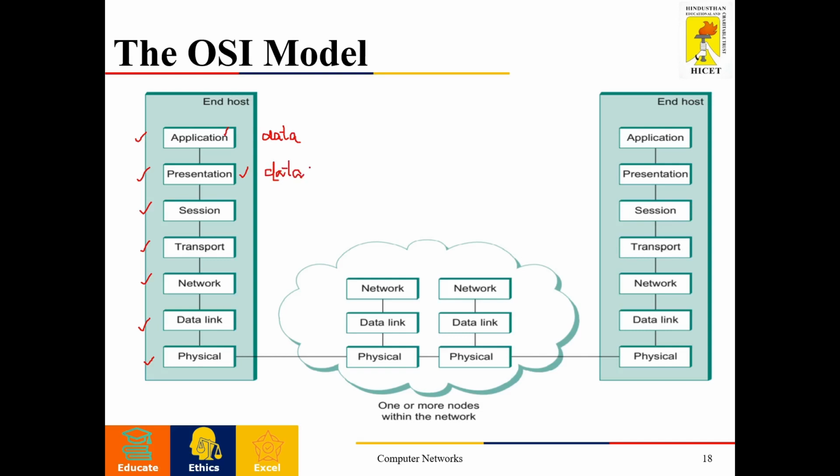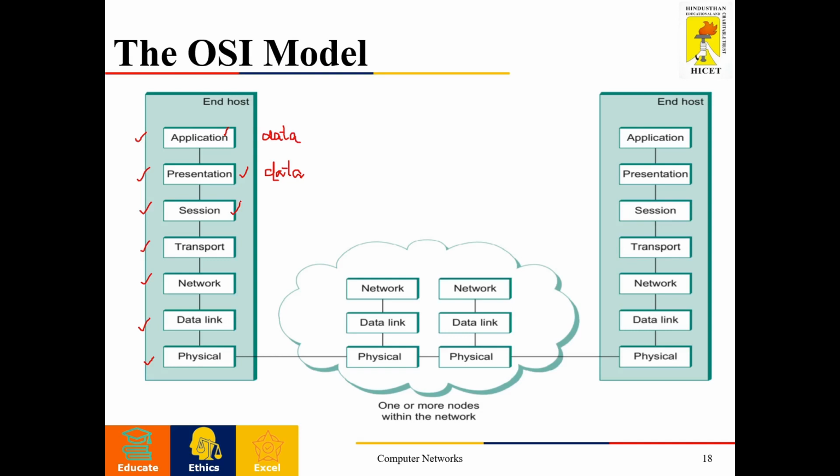The next layer is the session layer. Dialog control and synchronization are taken care of by the third layer, that is, the session layer. For dialog control, the session layer acts as a dialog controller, creating a dialogue between two processes. It allows communication between two processes, which can be either half duplex or full duplex.